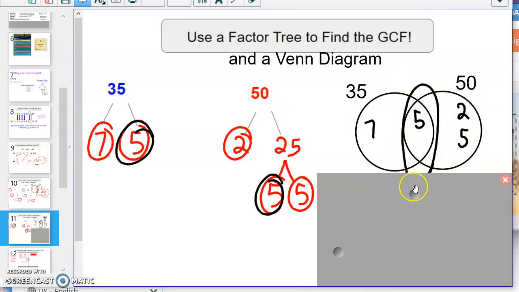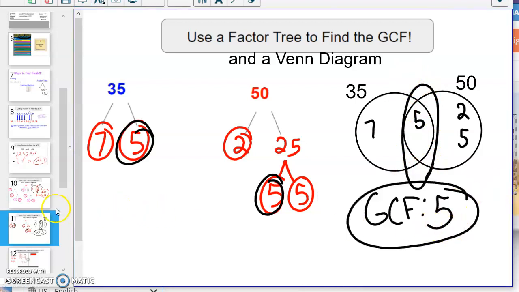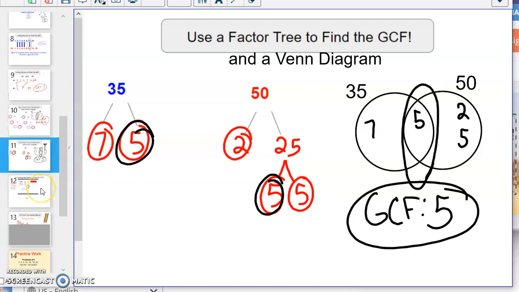Well, the numbers here in the middle, those are my greatest common factors. So for this one, the greatest common factor is 5.